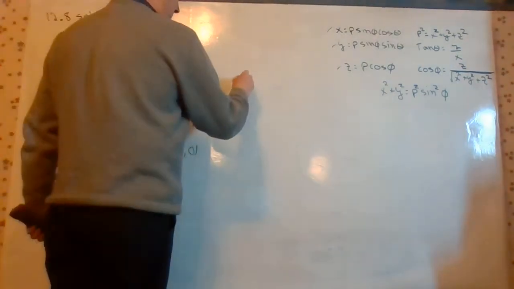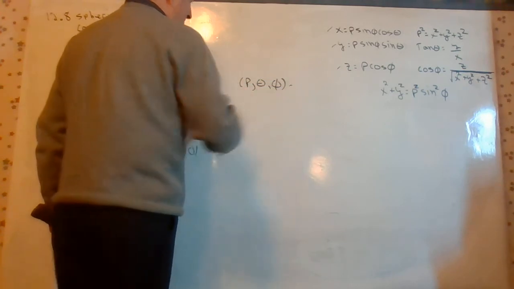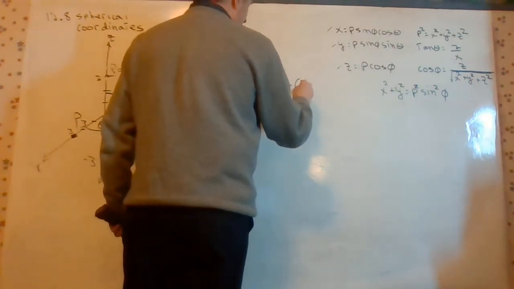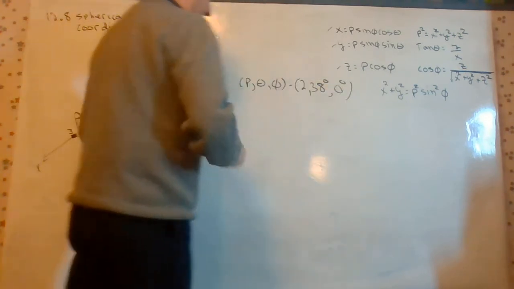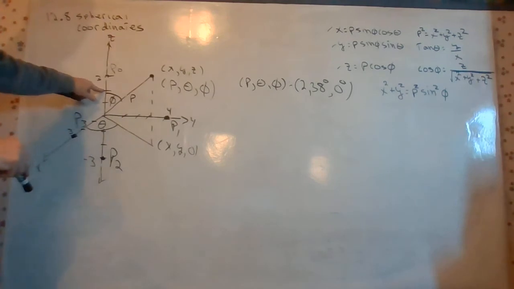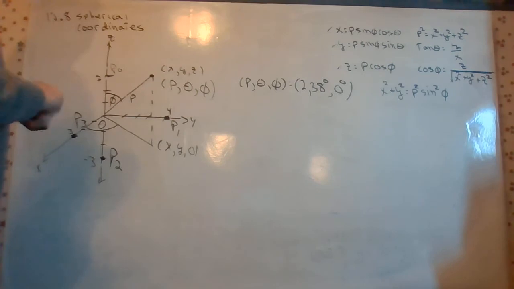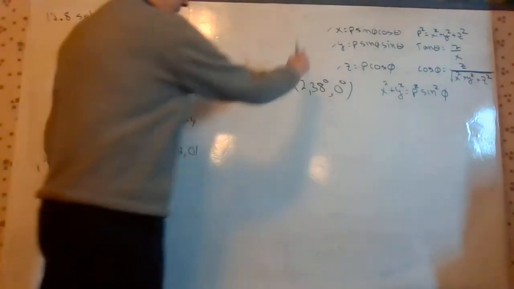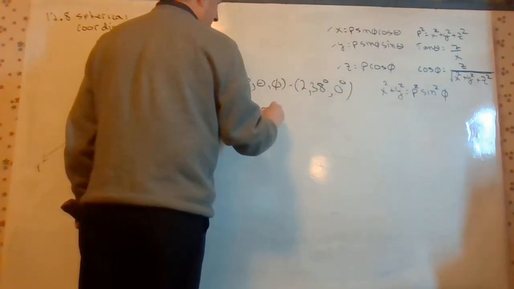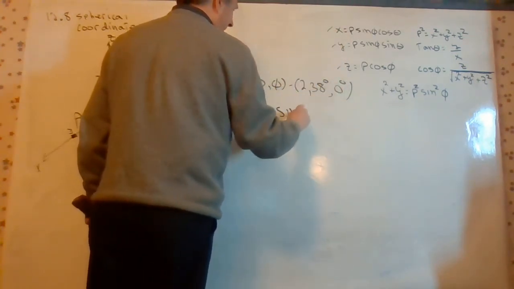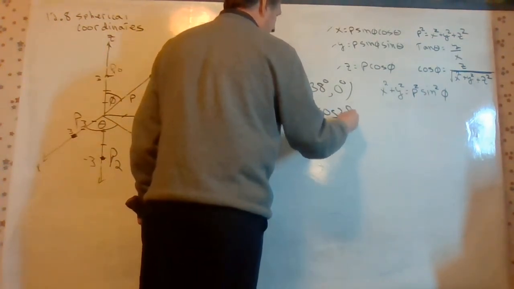Let's suppose we take the point rho theta phi equals 2, 38 degrees, 0 degrees. Now that'd be a point right here, just below that point right there. And I said that 38 degrees doesn't really matter. And let me show you why. Let's calculate x, y, and z. X equals rho sine phi cosine 38.